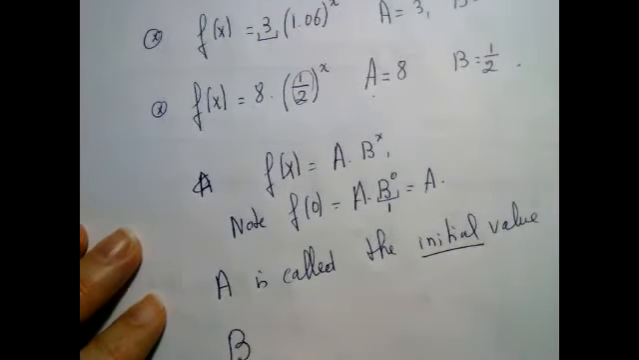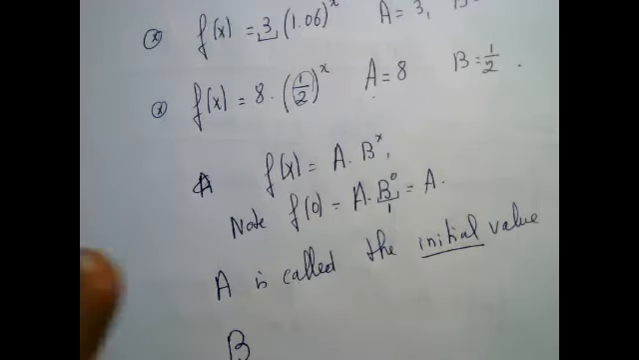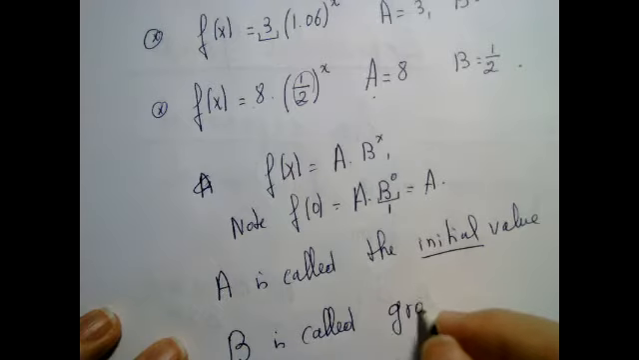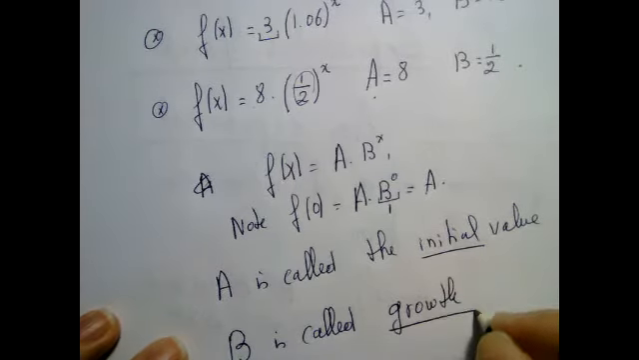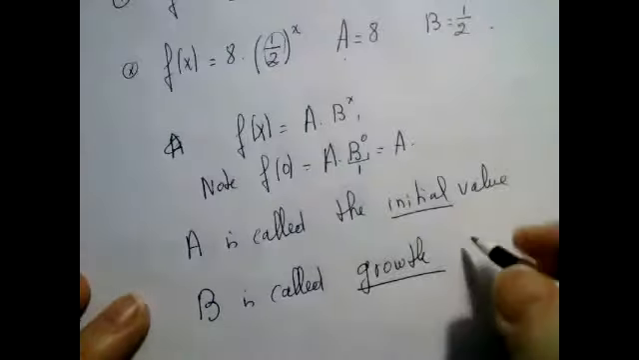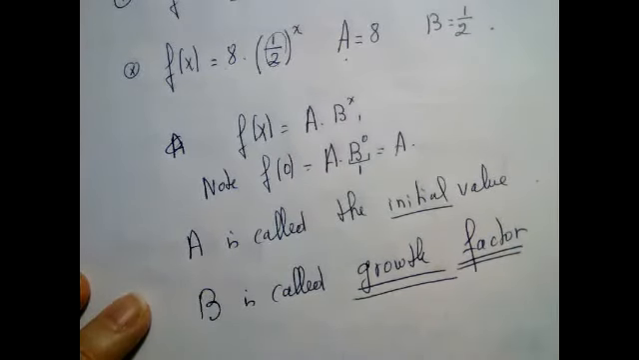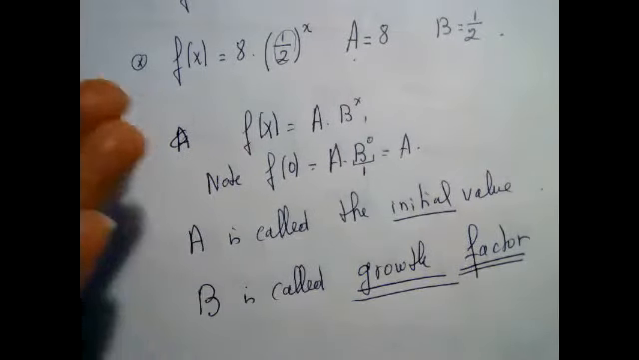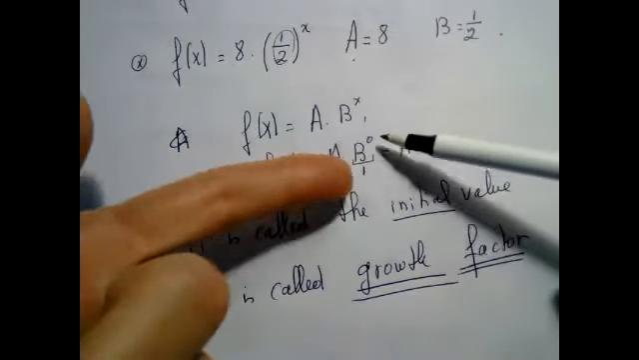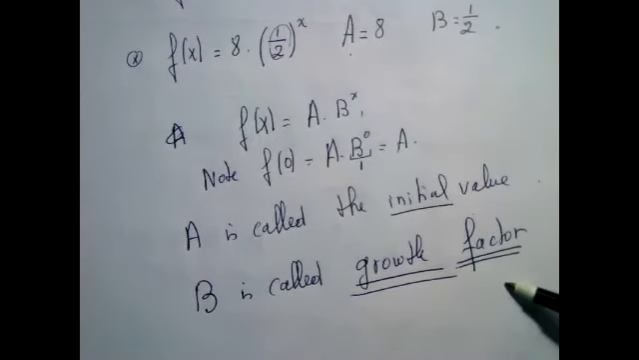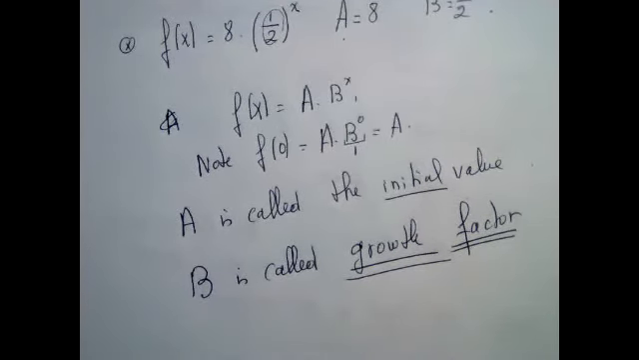B, and that's the new word, we're going to introduce two words today that we're going to try to understand. B has a name, it's called the growth factor. Okay, that's a new word. The initial value is a natural name because that's the value at 0. B will be called the growth factor. That's the name we give to B.